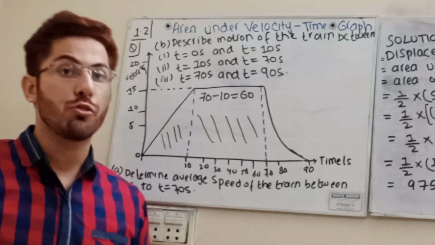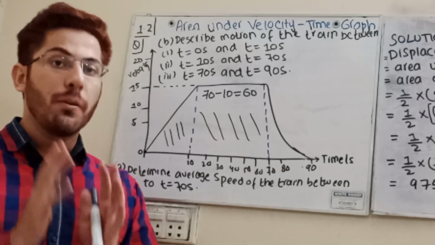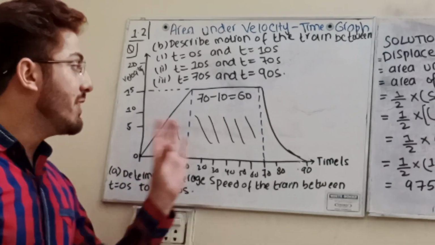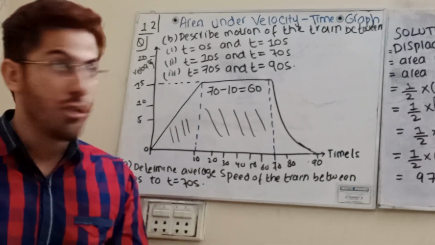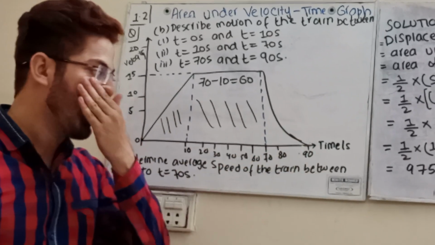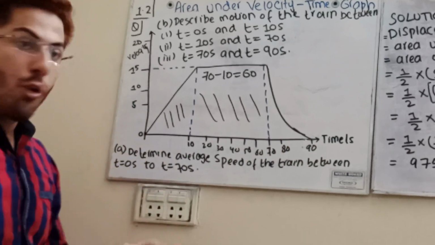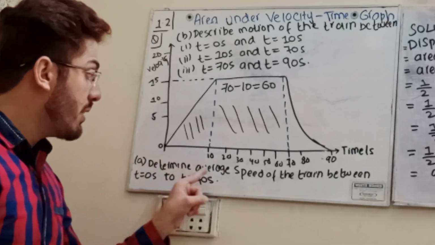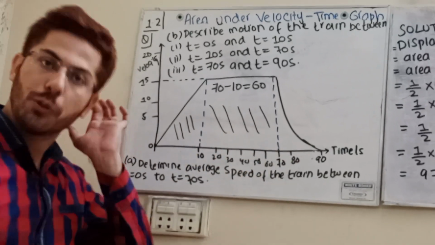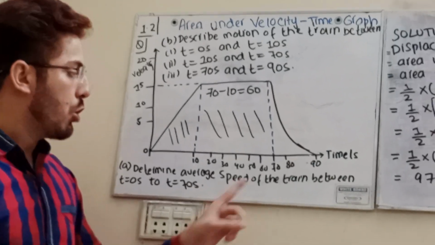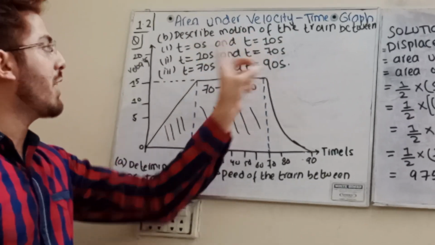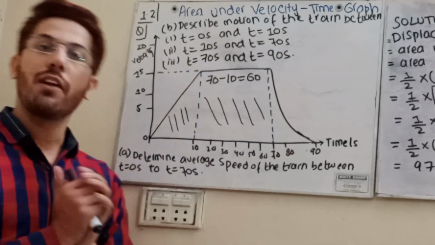Okay, solve the third question. Let me give you the chance to solve this question and see whether you can solve it or not. Let's suppose, student, you have been given this velocity-time graph, and the examiner is asking you: determine the average speed of the train between 0 and 70 seconds. Part A is for 2 marks. And describe the motion of the train between 0 to 10, 10 to 70 and 70 to 90.